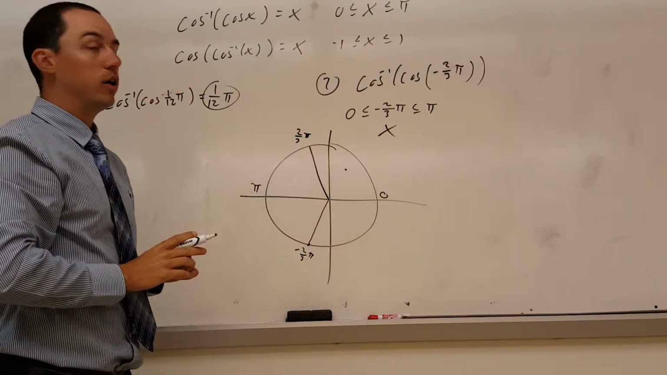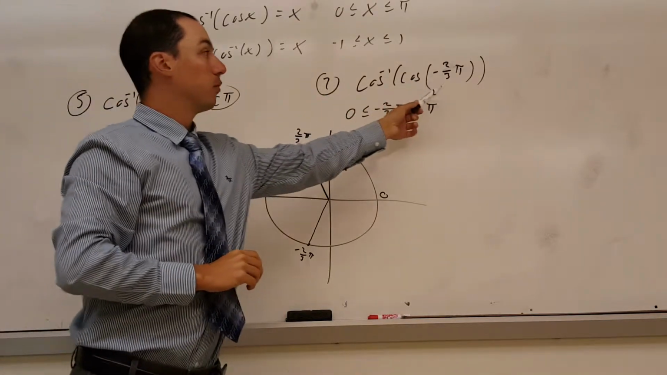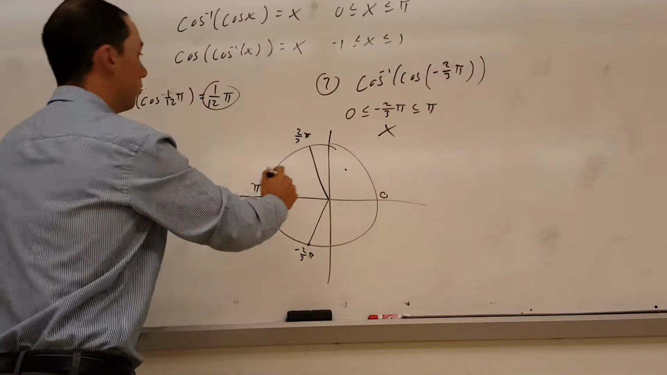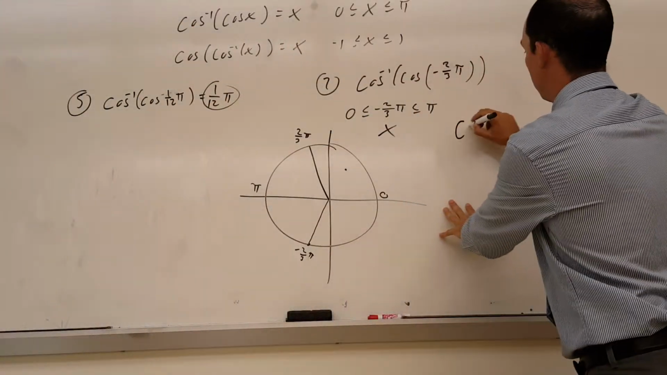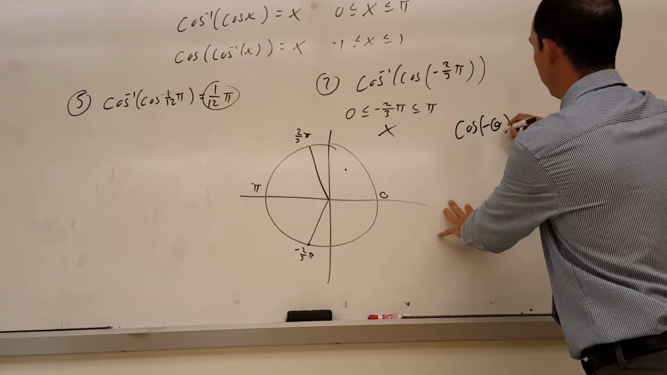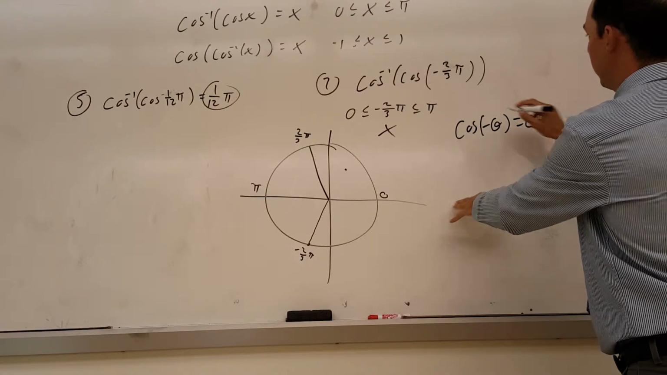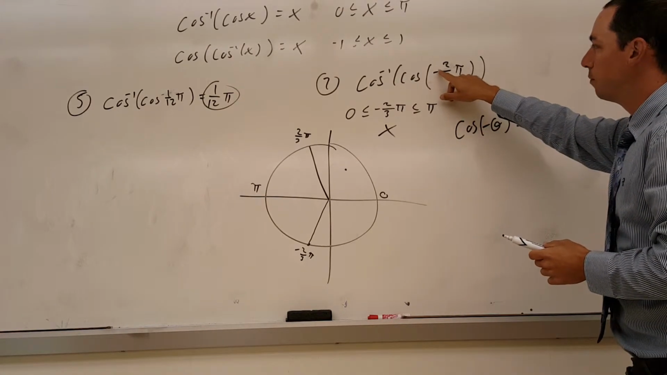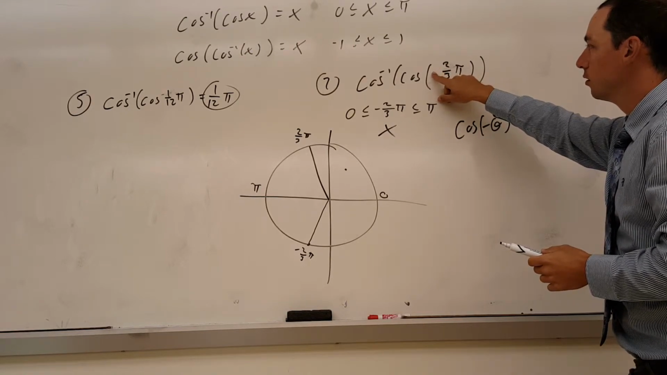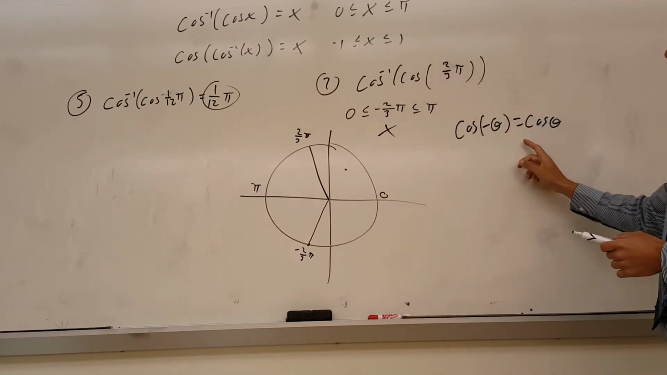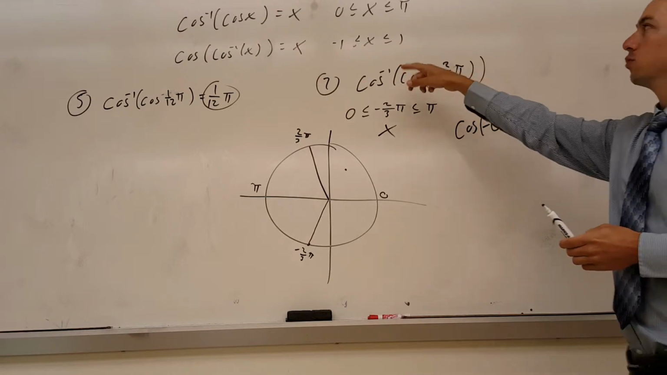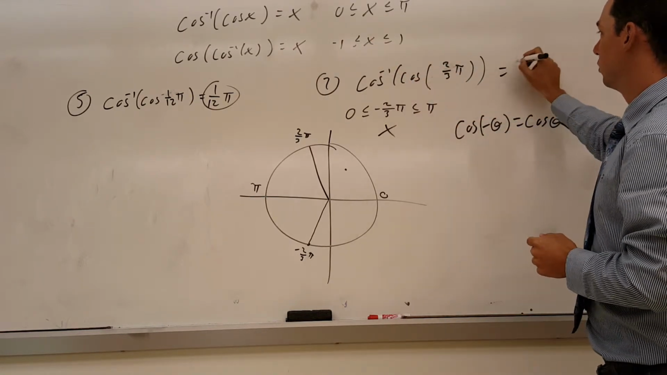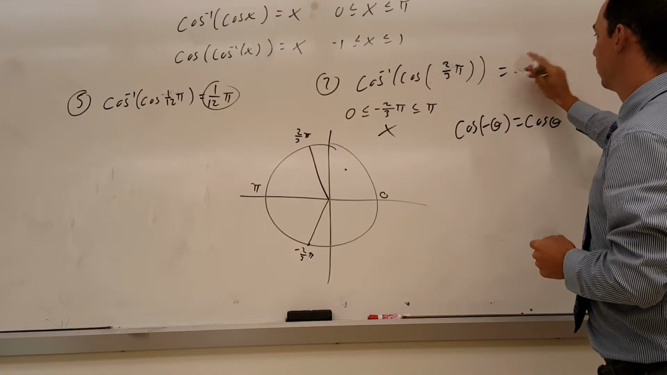Another way you can do this: remember from a couple of units ago, cosine is an even function. So cosine of -theta is equal to cosine theta. So I could have just rewritten this as cosine of +2/3 pi. Those are equivalent. And okay, 2/3 pi is within the right domain. Inverse cosine cancels with cosine. 2/3 pi is our answer.